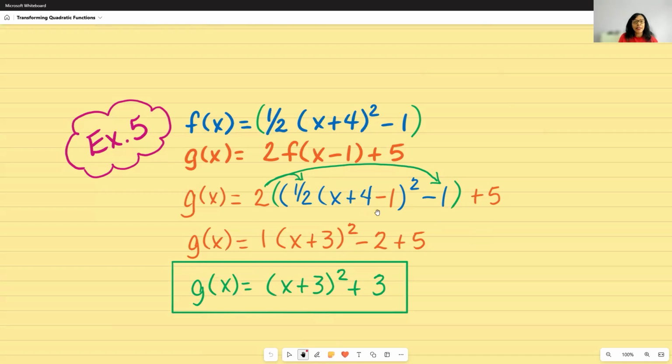And here, I see that I'm just going to simplify it, so I have x plus 4 minus 1. 4 minus 1 is 3. That's where the positive 3 comes from. And over here, this negative 1 is affected by that 2 that's on the outside. So 2 times negative 1 is where this negative 2 is coming from. But I already had a plus 5 in my g of x. So therefore, once I combine that, I'm going to have a positive 3.